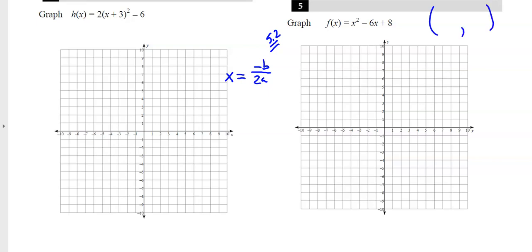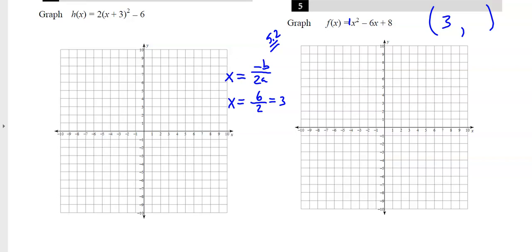So I do negative b, which is already negative 6. So negative 6, that's positive 6. 2 times a, well, a is 1. So 2 times a is 2. So it looks like x is going to equal 3. So for my vertex part, x equals 3.